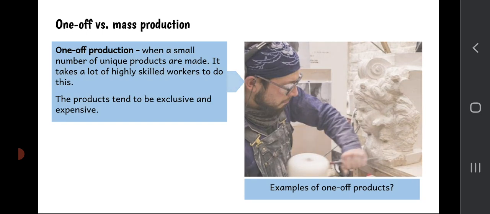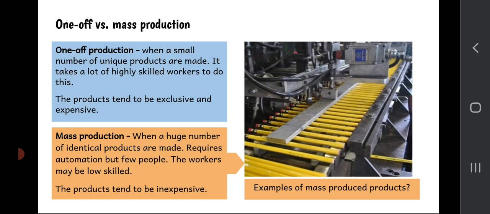At the other end of the spectrum then is mass production. Now this is when a huge number of identical products are made. There's lots of automation to be found in mass production lines, lots of machines, lots of robots, but hardly any people. And the workers that tend to be employed in mass production lines tend to be low skilled. These products also tend to be inexpensive and cheap. And they're things like common household goods, like plastic bottles and pencils and PlayStations and things like that.